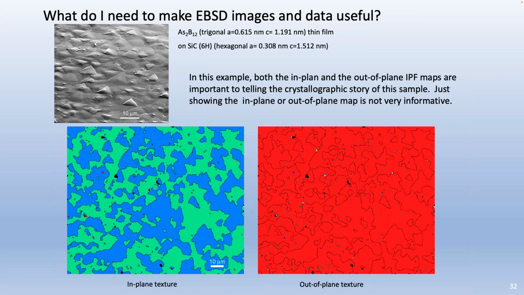Well, if we look at the in-plane texture, though, we see that we actually have two domains rotated 120 degrees from each other. And so we haven't grown a single crystal. Showing one map or the other map in this case is not very informative. Here we need both maps, or maybe a pole figure, to actually make this data useful.